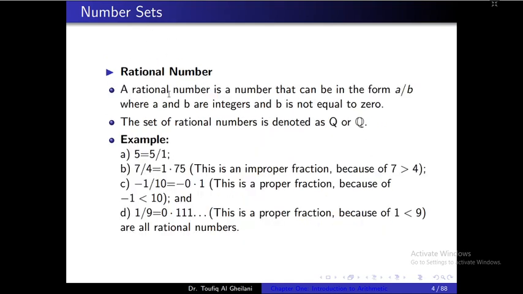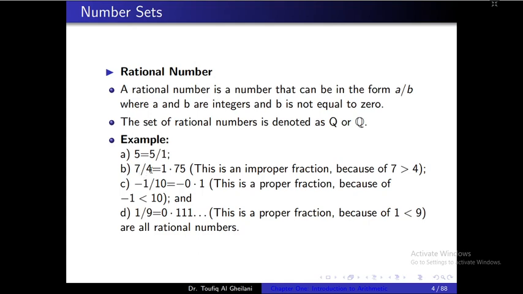Rational numbers. A rational number is a number that can be written in the form a over b, where a and b are integers and b is not equal to 0. The set of rational numbers is denoted by capital Q. For example, 5 is a rational number. Why? As we can represent 5 as a over b, like 5 over 1, where a belongs to the integers, b = 1 belongs to the integers, and b is not equal to 0.